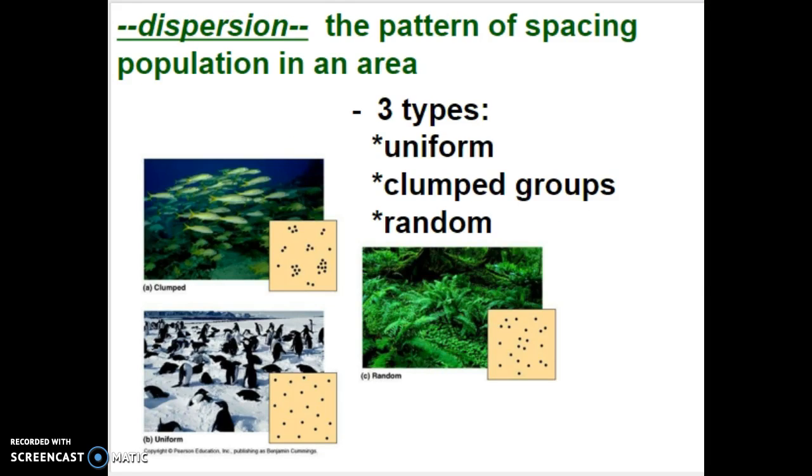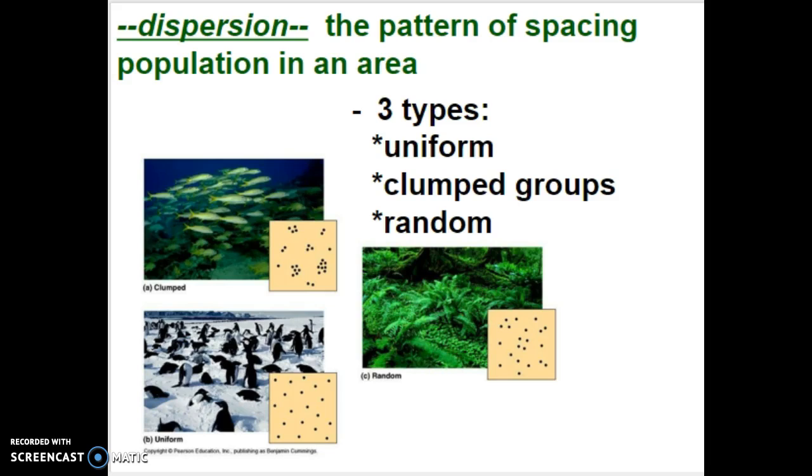When studying populations in an area, you can take a look at how the members of those populations are dispersed among the habitat. So dispersion is the pattern of spacing of a population in an area. And there are three general types of dispersion patterns. We have uniform dispersion, which would be the example there with the penguins. Uniform dispersion is where every organism has its own kind of personal bubble of space. Clumped dispersion would be like the school of fish example. There are groups that number few to many, but within the population, there are kind of pockets or clumps of density.